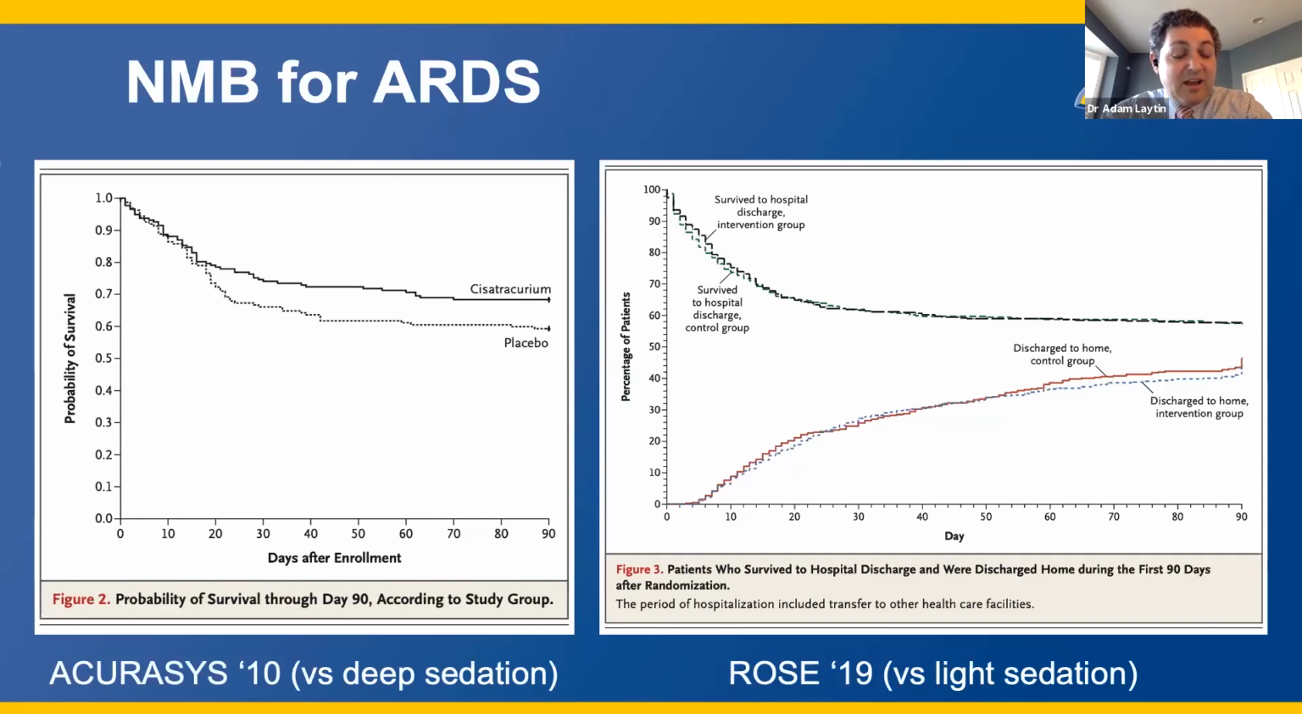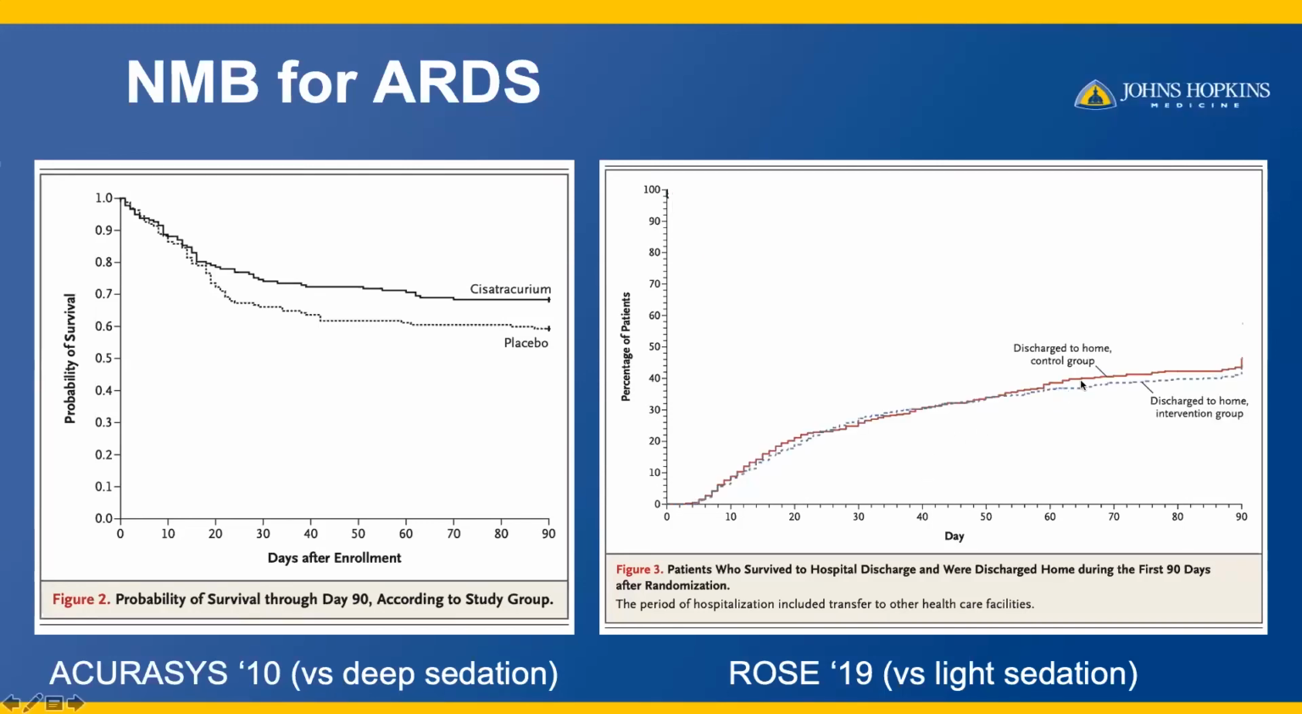It's a little bit of a busy diagram here, but looking at the top set of lines, there's really no improvement in hospital survival to discharge in patients who underwent neuromuscular blockade. And no increase in survival to hospital discharge and no increase in patients who were discharged home. So really showing no significant therapeutic benefit with neuromuscular blockade at all. This isn't because they were using different paralytic regimens. This is really because of the control groups that they were comparing with. And so comparing deep sedation in the ACURASYS trial versus light sedation in the ROSE trial.